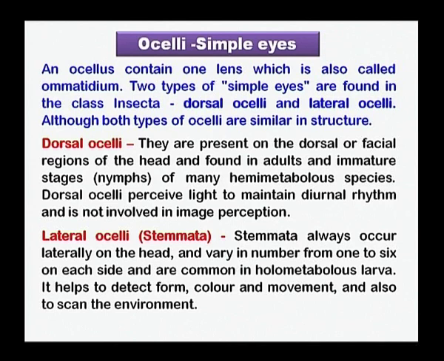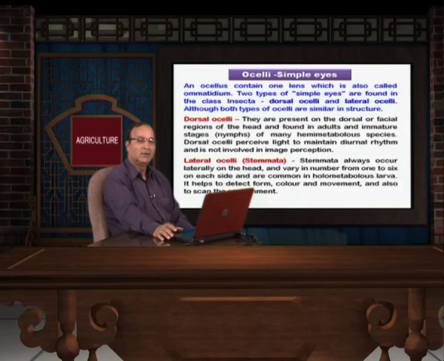Now coming to the dorsal ocelli, as the name indicates, they are present on the dorsal or facial part of the head, and they are common in the adults and immature stages of insects, particularly of the hemimetabolous species. It means the insects which have egg, nymph and adult in their life cycles.